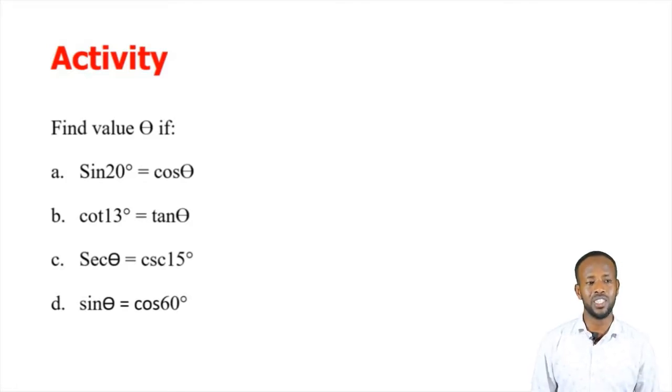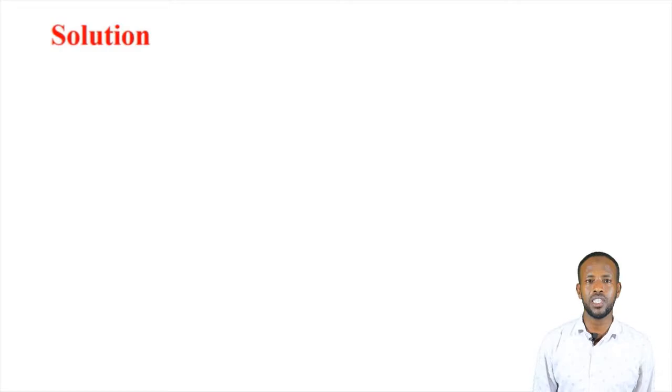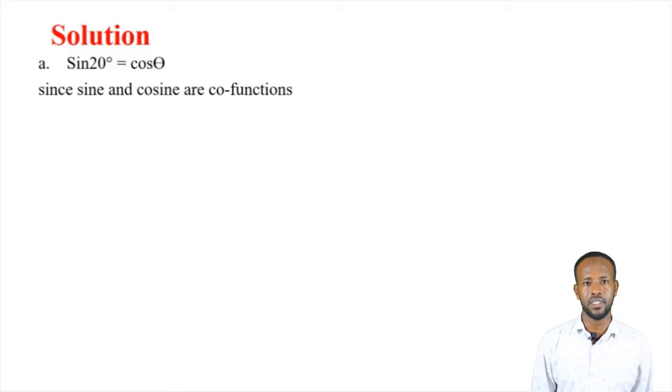Now let us see the solution. We will take this as an activity together. Now let us see the answer. Sin of 20 degrees is equal to cos theta. What do you get for theta? Yes, I am sure you get 70 degrees. Since sine and cosine are co-functions, theta is equal to 70 degrees. Since cos and sine are co-functions, they must be equal. So theta will become 70 degrees.